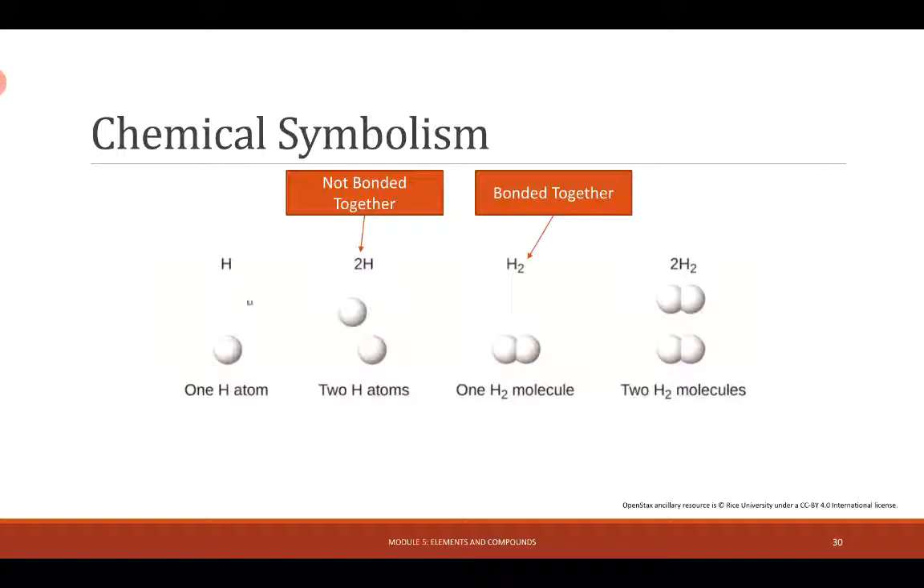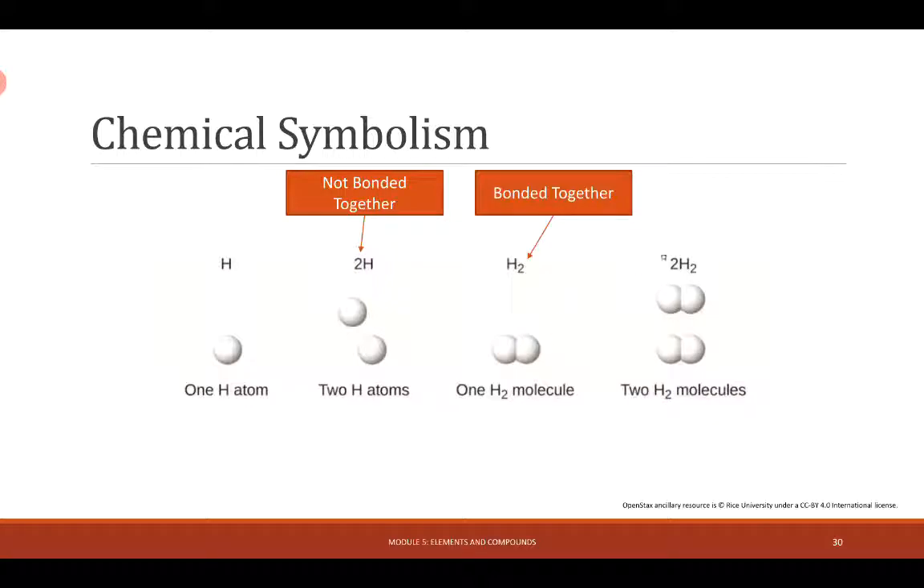So if you just write H, it's just referring to one hydrogen atom. If you put a 2 in front, it means that you have two separate H atoms. They are not bonded together. If you write a 2 as a subscript on the right-hand side, then it does mean that those two H atoms are bonded together. So you can see here that they are connected together.